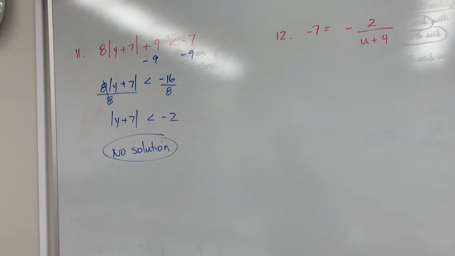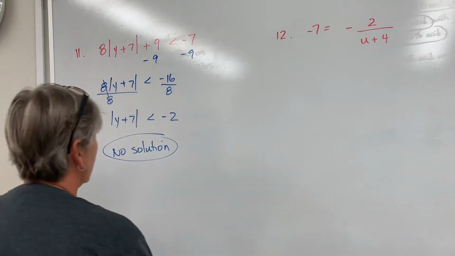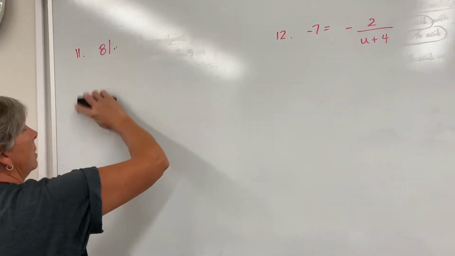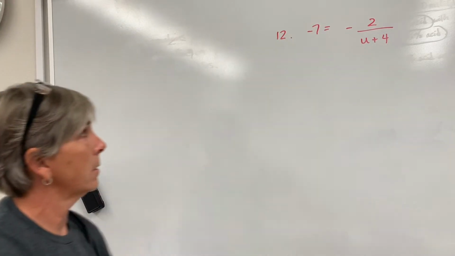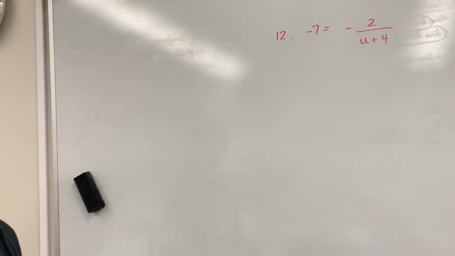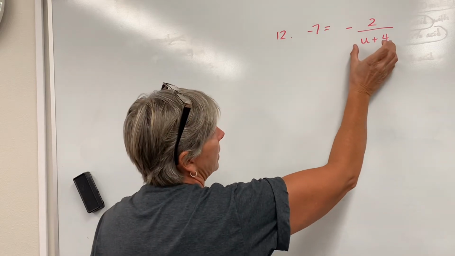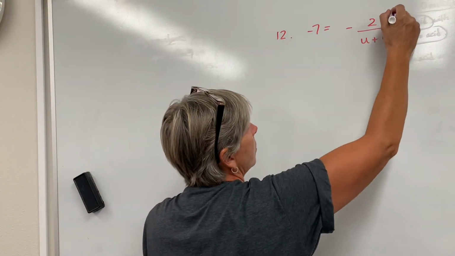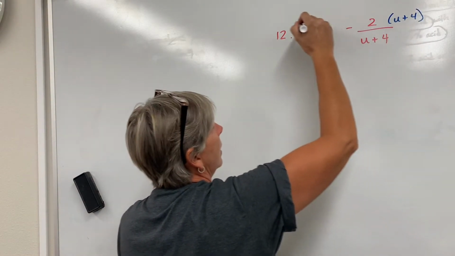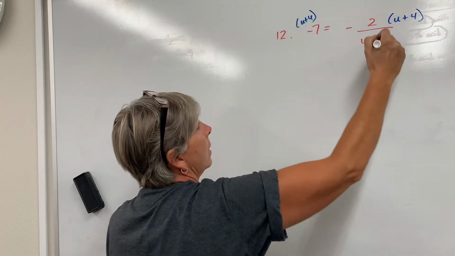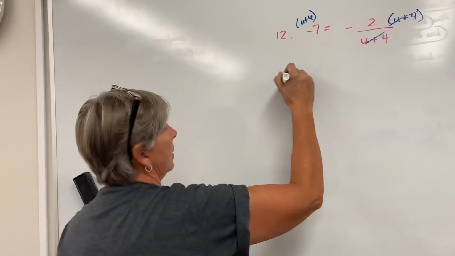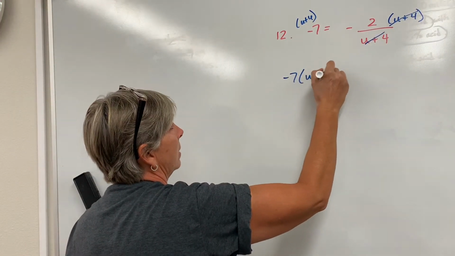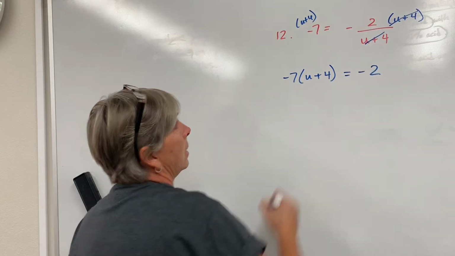Okay, so here we have a rational equation. Rational because there's a fraction going on, okay? So how would I solve for this? Well, I would choose to cross multiply. So I'm going to, basically, it's the equivalent of multiplying both sides times u plus 4. And I do that so that it cancels over there. On this left side, I end up with negative 7 times u plus 4 equals negative 2.